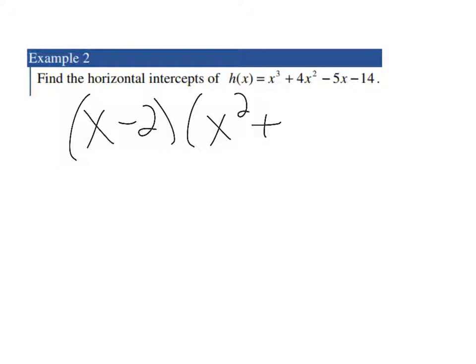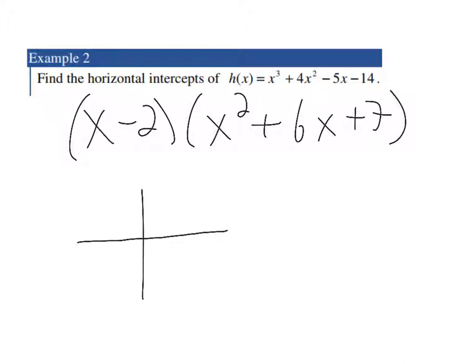What was that? x squared plus 6x plus 7. Now, what they're asking me is to find all the horizontal intercepts, and I certainly could have thrown this in a calculator, and I would have seen that it would have crossed the x-axis at positive 2, and it would have crossed the x-axis at a couple of other places.